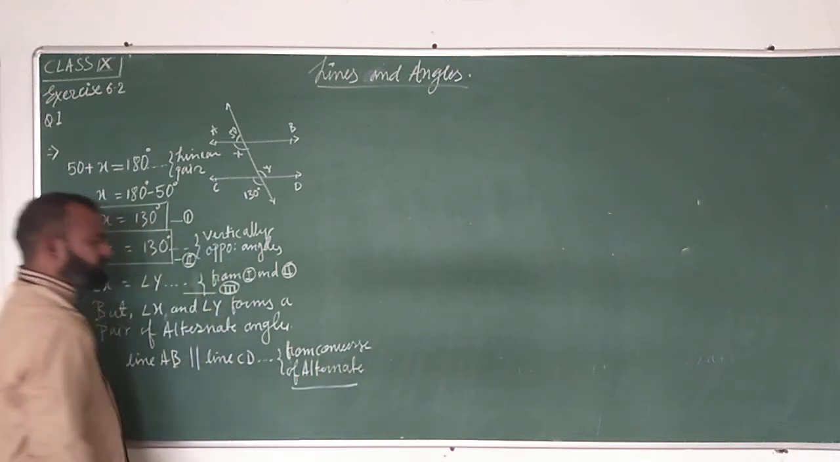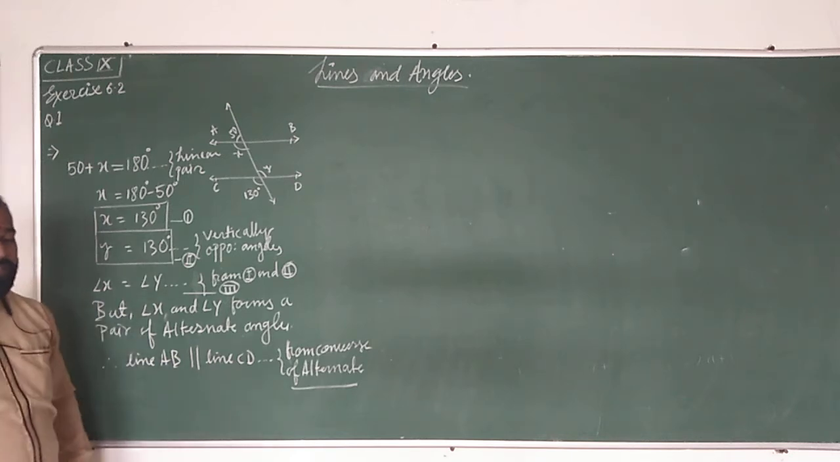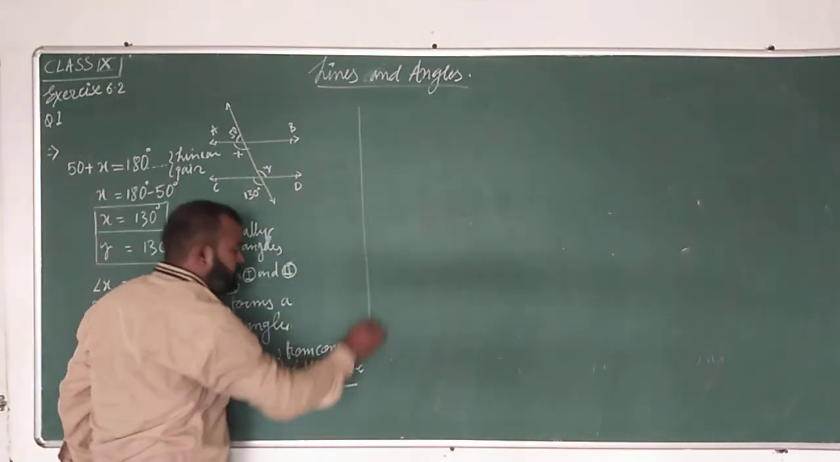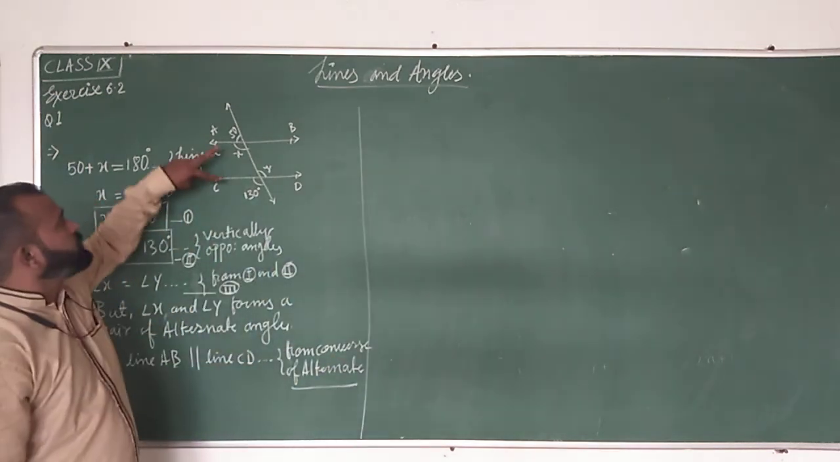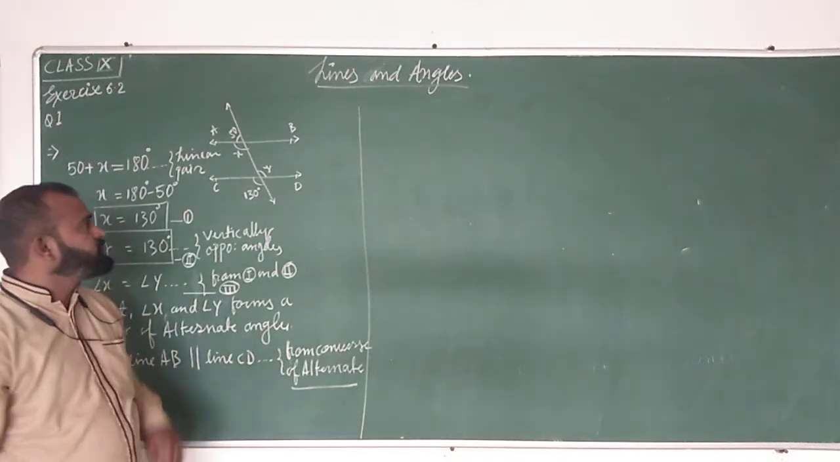Have you understood? One thing keep in mind: we can't find x and y directly with corresponding angles or the alternate angle theorem, because it is not given to us whether these two lines are parallel or not. Parallel is not given, therefore.